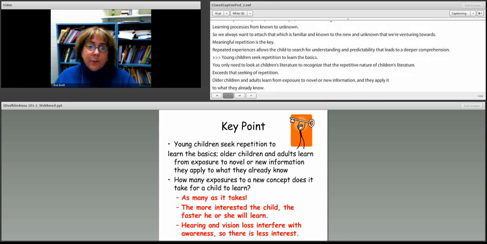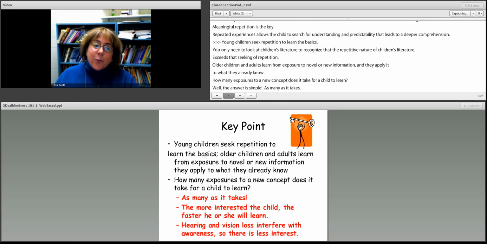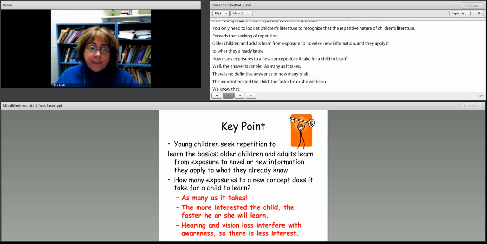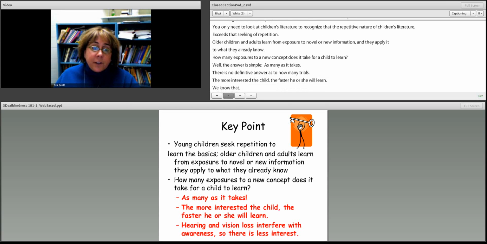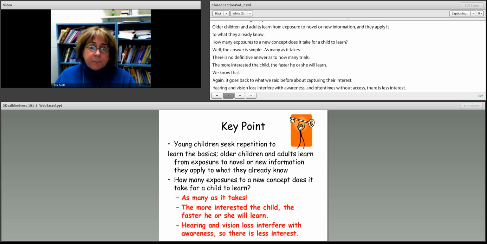How many exposures to a new concept does it take for a child to learn? Well, the answer is simple: as many as it takes. There is no definitive answer as to how many trials. The more interested the child, the faster he or she will learn. We know that. And again, it goes right back to what we said before about capturing their interest. Hearing and vision loss interfere with awareness, and oftentimes without access, there is less interest. So providing access is critical to fostering interest.